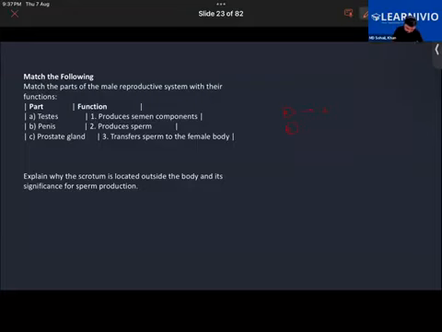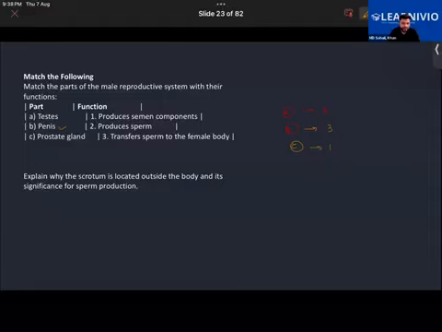Then penis, that will be transferring the sperm to the female body. So for B, it's 3. Then C, prostate gland, obviously, produces a semen component. So for C, it's actually 1.